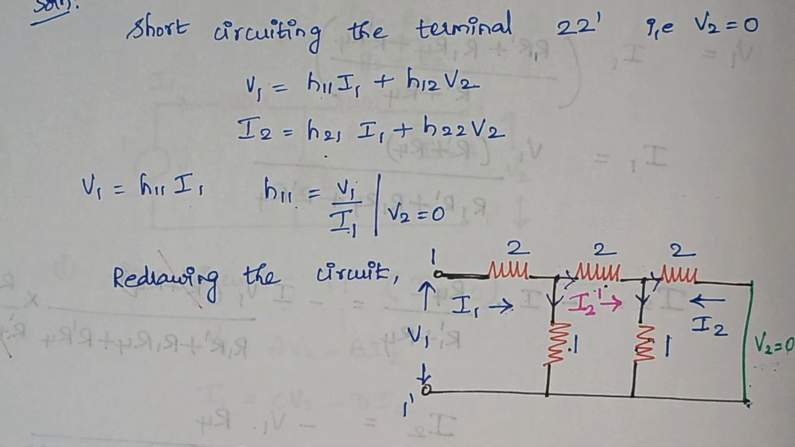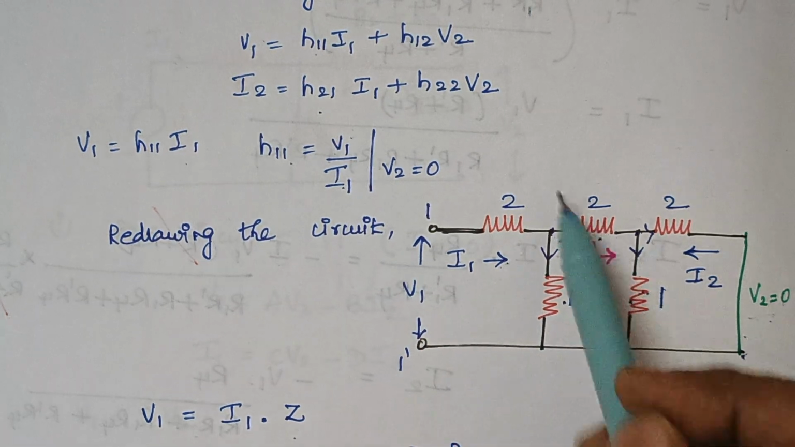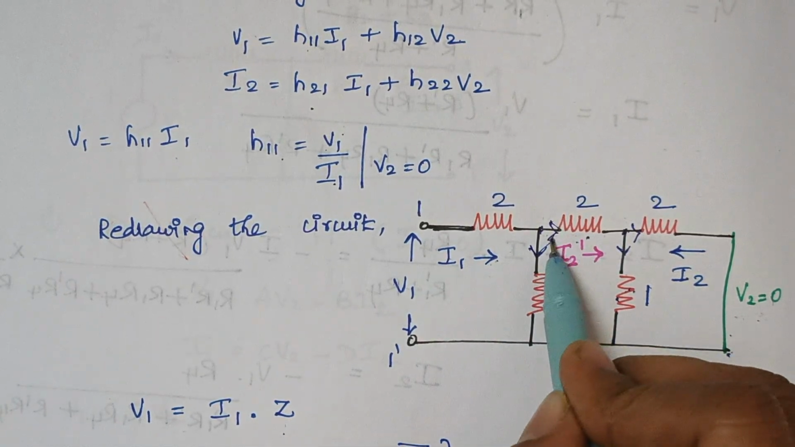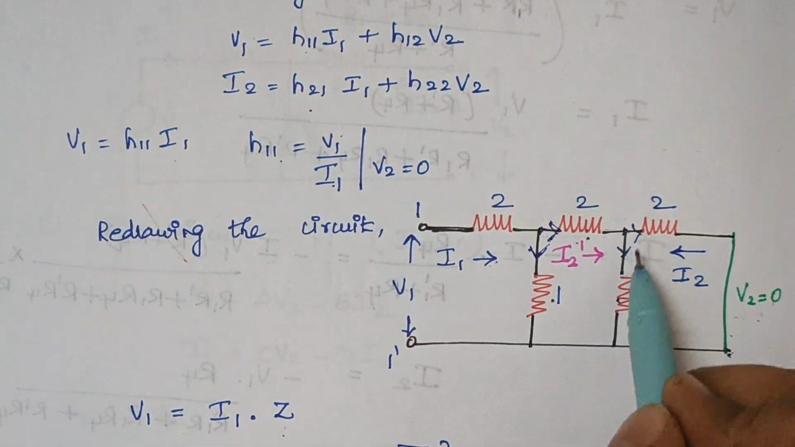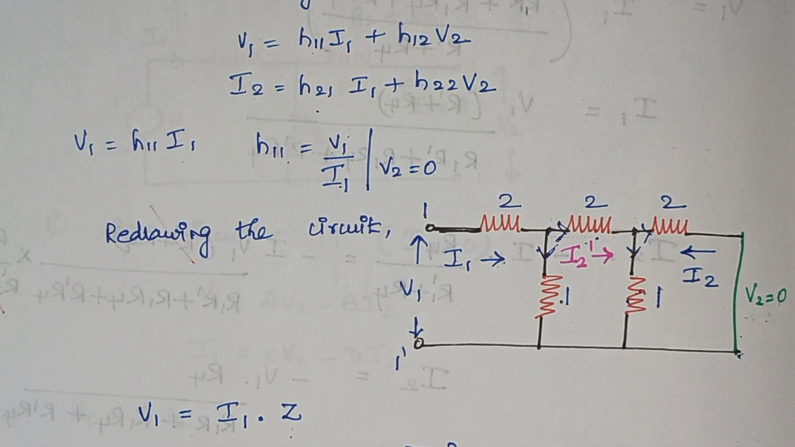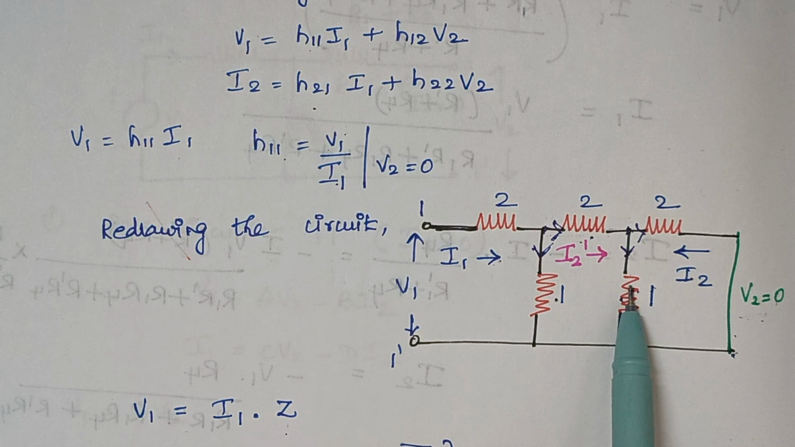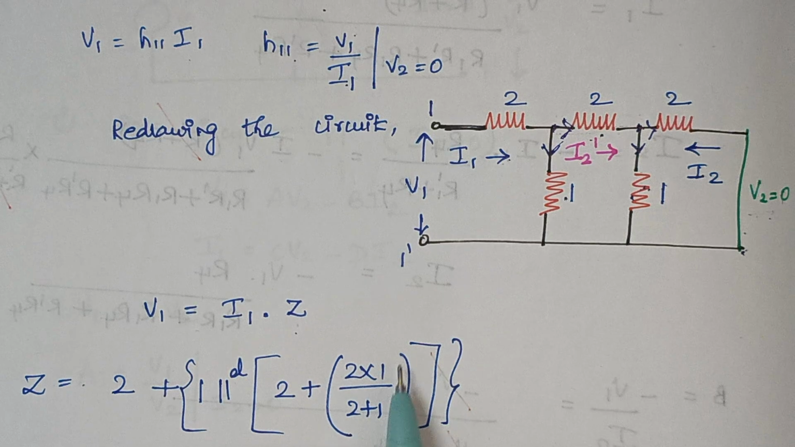Here V1 is given by I1 into Z, that is the total impedance. When you look at the direction of current, you see this current I1, when it reaches this node, gets divided into 2. Again when it reaches this node, it again gets divided into 2. When the current gets divided, what does it mean? The two resistors are parallelly connected. So you see these two resistors are parallelly connected. What will be the equivalent resistance? So it is 2 into 1 divided by 2 plus 1.